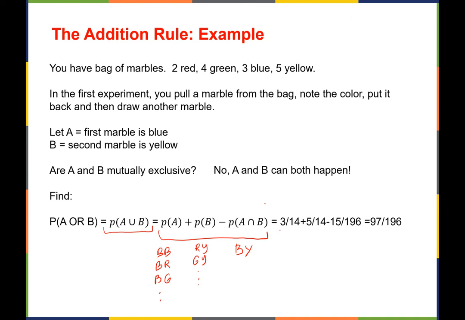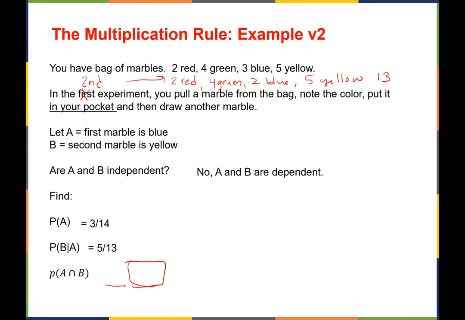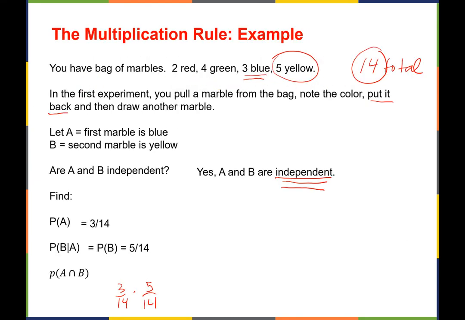So the probability of A is 3 chances in 14. The probability of B is 5 chances in 14. And the probability that they both occurred is 15 chances in 196. We calculated this when we did our AND. Remember back in the very first experiment, we did this one. Well, right here, we calculated 15 in 196. So we are using our previous work.